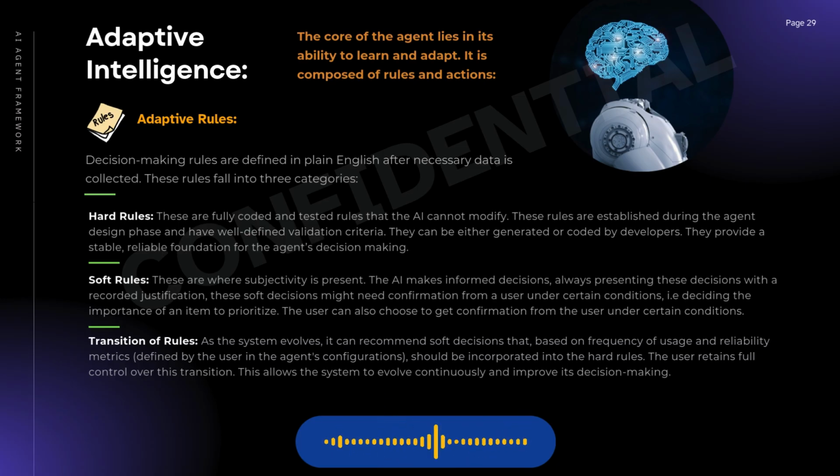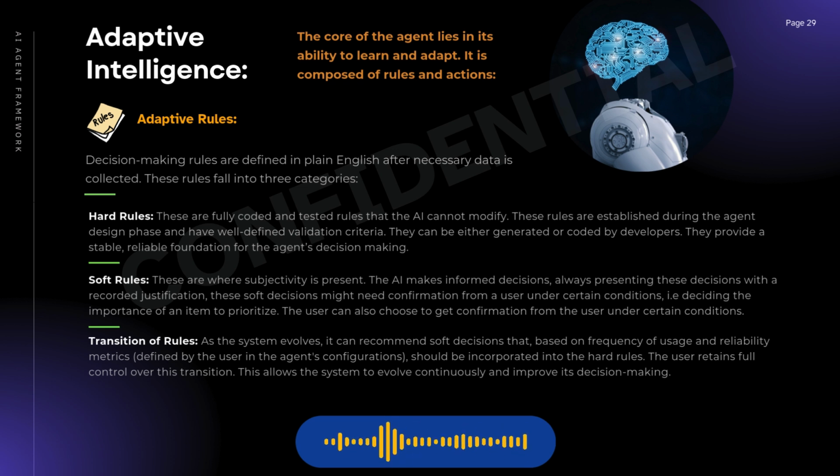Exactly. Okay, what about that transition of rules? So over time, as the AI agent gains more experience and its decisions consistently prove reliable, some of those soft rules can actually be promoted to hard rules. So it's like solidifying those learned behaviors. So the system is evolving. It's evolving, becoming more sophisticated and more reliable over time. That's the beauty of AI.